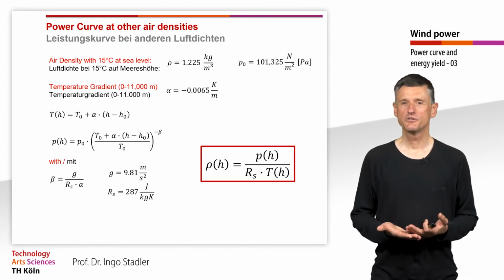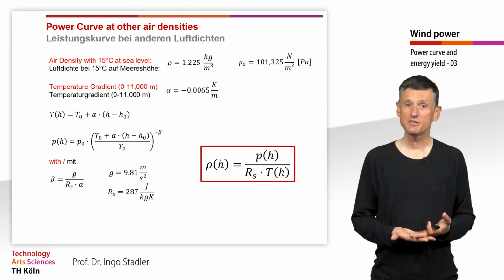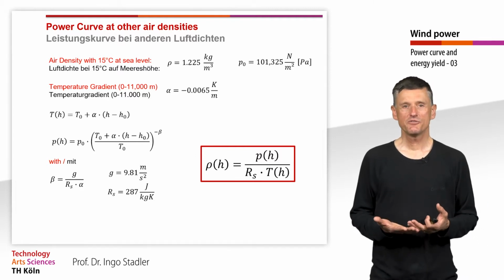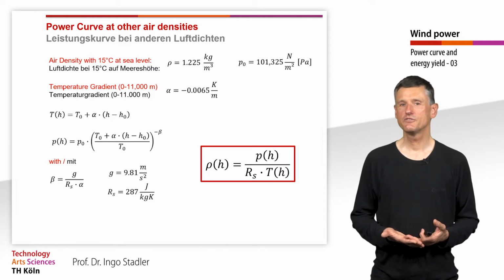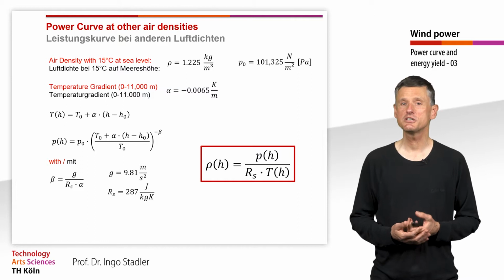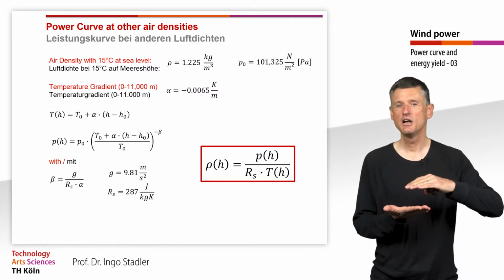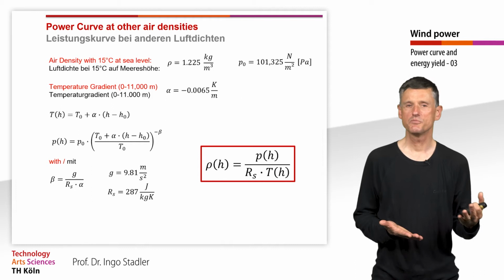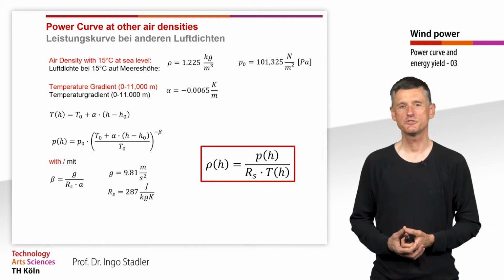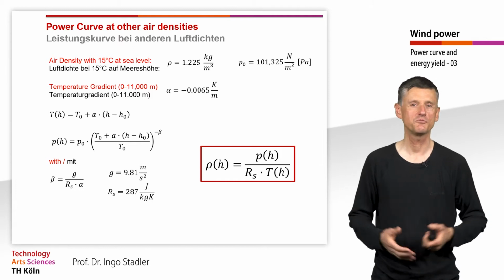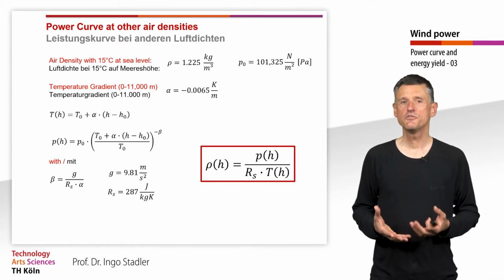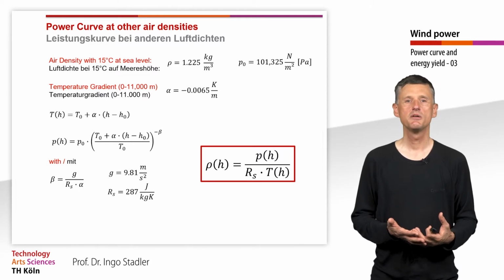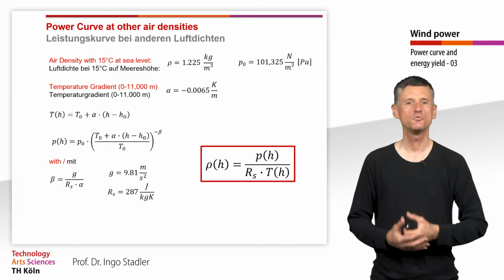So we have pressure P0 at sea level at this 15 degrees Celsius of almost 1 bar. And then we can calculate with a temperature gradient of alpha equivalent to minus 0.0065 Kelvin per meter. That means the higher we get, the colder the air is getting. And that is valid as constant between sea level, 0 meters, and almost 11,000 meters above sea level, and higher we are not building and constructing wind turbines. With that, we can calculate the temperature at a certain height as the temperature T0 at sea level plus alpha times the difference in the two heights.